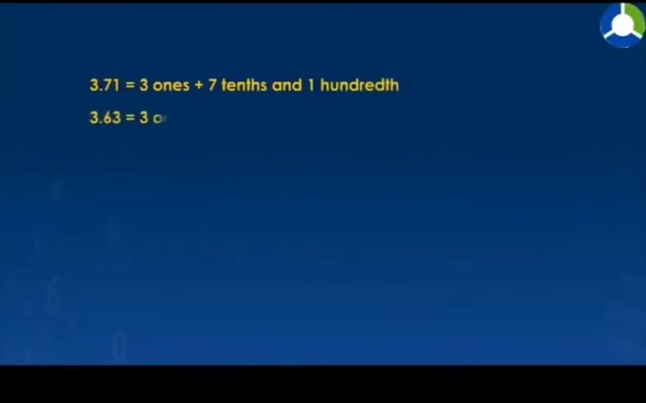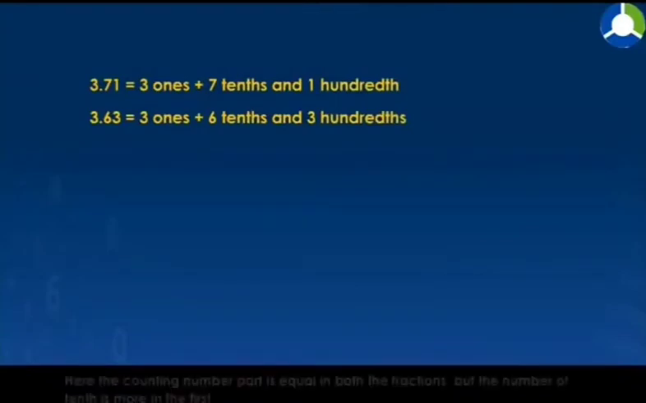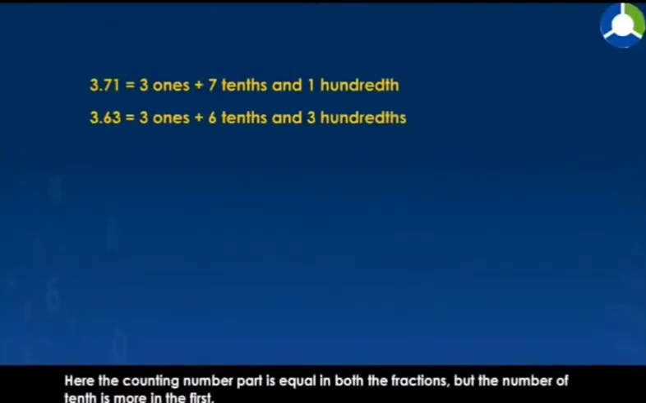But if you want to compare 3.71 and 3.63, we can adopt another method. 3.71 is equal to 3/1 plus 7/10 and 1/100ths. 3.63 is 3/1 plus 6/10 and 3/100ths. Here children, the counting number part is equal in both the fractions, but the number of tenths is more in the first. Look at it carefully.